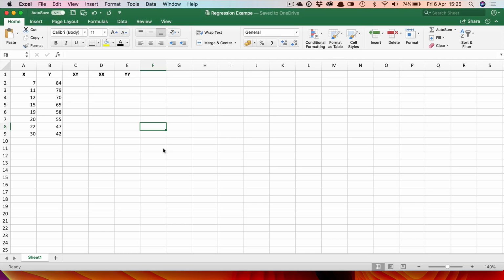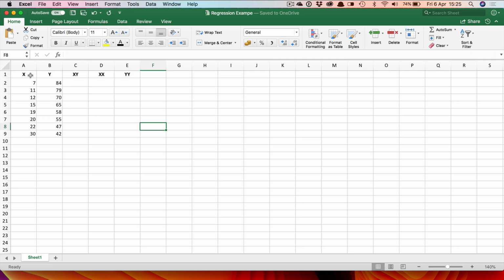So let's look at how to use Excel to carry out a simple linear regression analysis and also calculate the correlation coefficient between the two variables. So here is some generic data showing two variables X and Y.